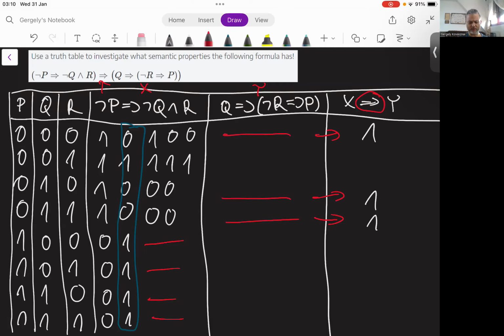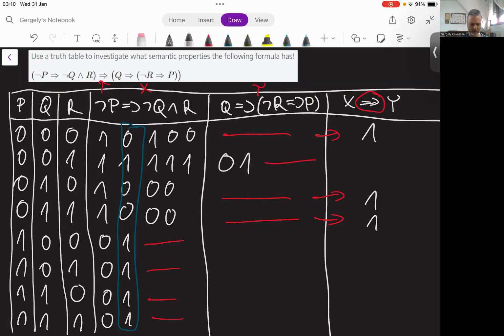Okay, let's focus on the remaining 5 interpretations. Let's evaluate Y in those interpretations. So again, we can start with the single interpretation where the left-hand side of this implication evaluates to 0, because there the value of Y is 1. We don't even need to evaluate this embedded implication.